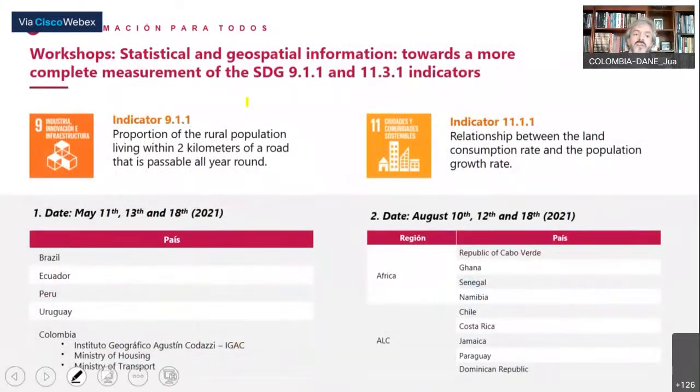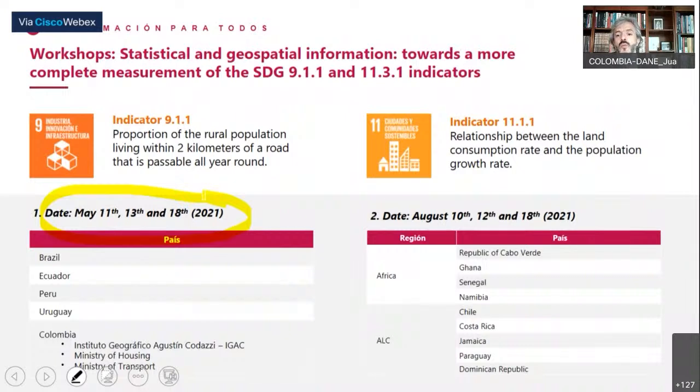As you might see, we developed the first workshop in the month of May, and we had the participation of several countries such as Brazil, Ecuador, Peru, Uruguay, and Colombia, several institutions, under which you might see that in this indicator 9.1.1, we are looking forward to obtaining the proportion of the rural population living within 2 kilometers of a road, which is passable all year round.